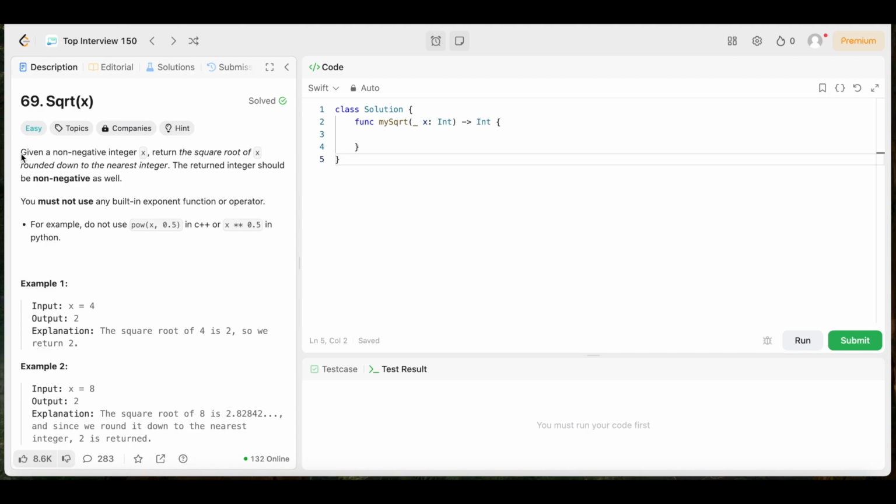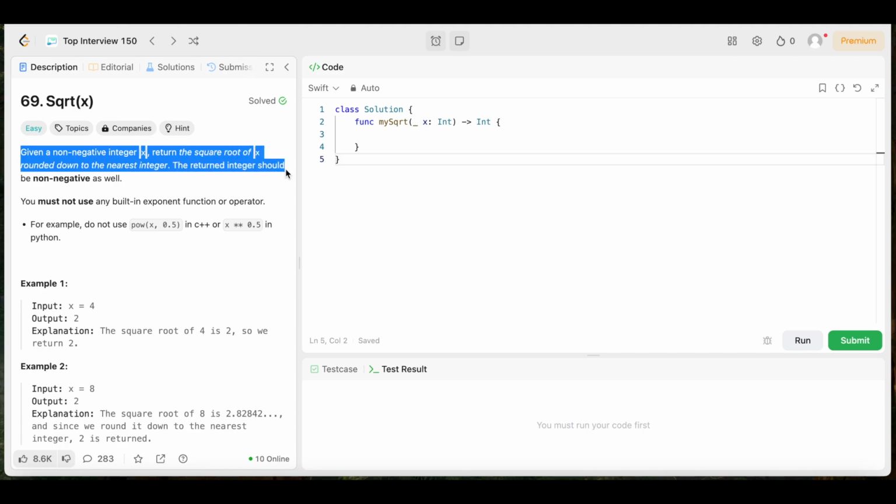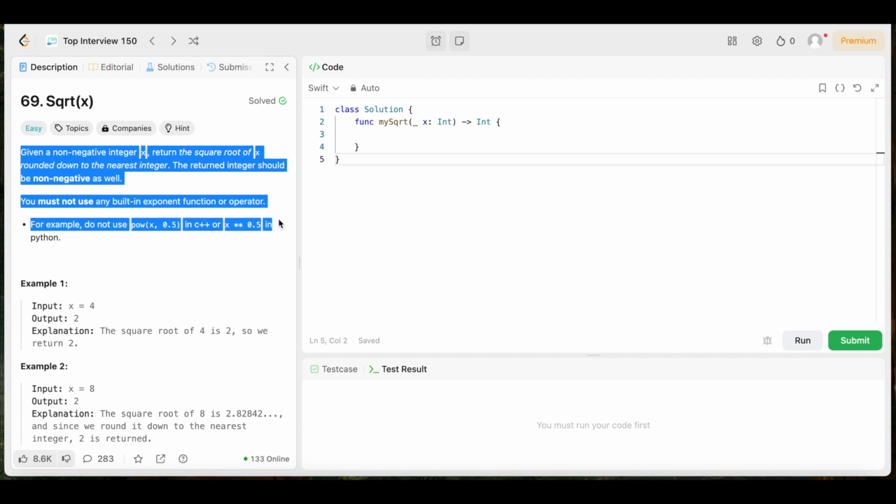Today the question says, given a non-negative integer x, return the square root of x, rounded down to the nearest integer. The returned integer should be non-negative as well. You must not use any built-in exponent function or operator. For example, do not use pow(x, 0.5) in C++ or x to the power of 0.5 in Python.